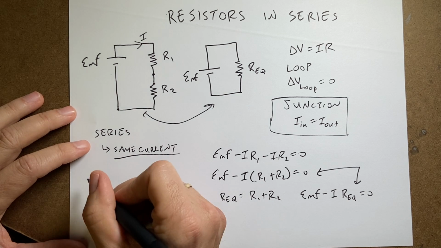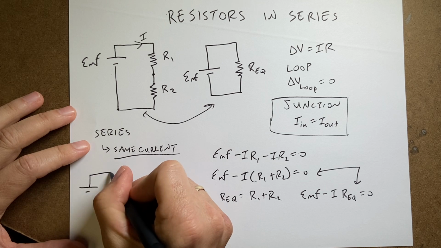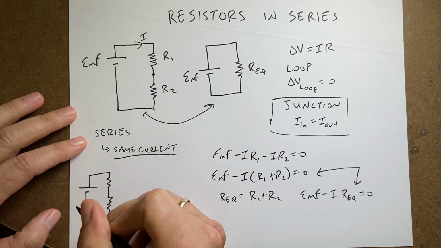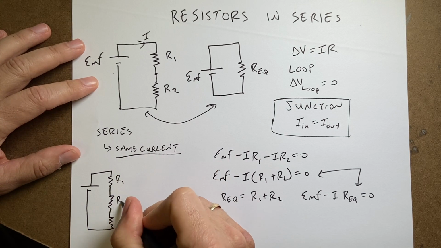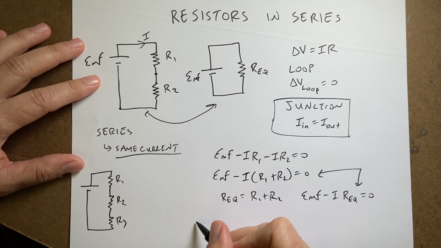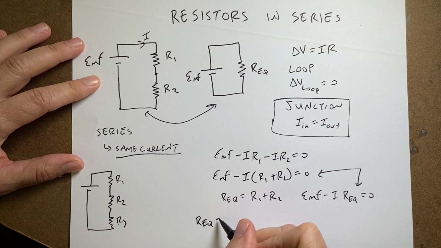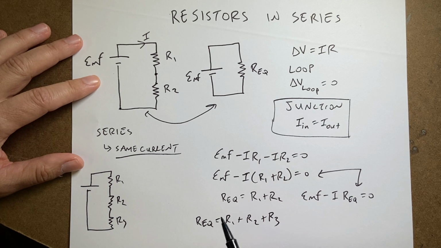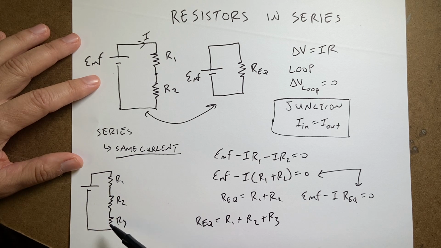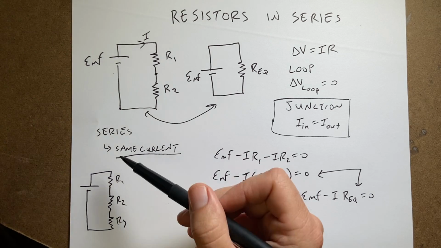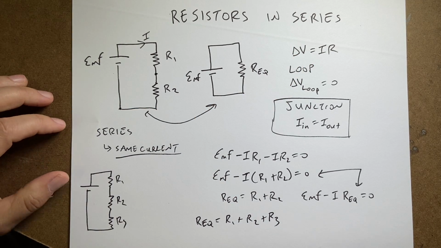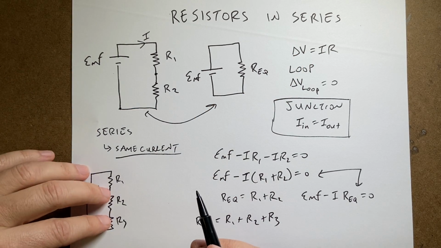What if I have three resistors in series? R1, R2, R3. Then in that case, R equivalent is going to be equal to R1 plus R2 plus R3. And you can see this because if I have the same current going through them and I do the loop rule, I can factor out the I and I'll get that term. So anytime you have any number of resistors in series, you can replace that with one resistor that is the sum of those resistors.